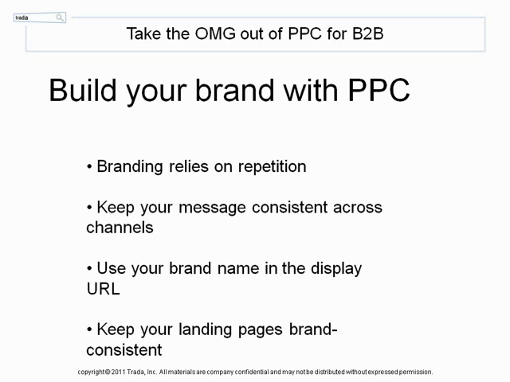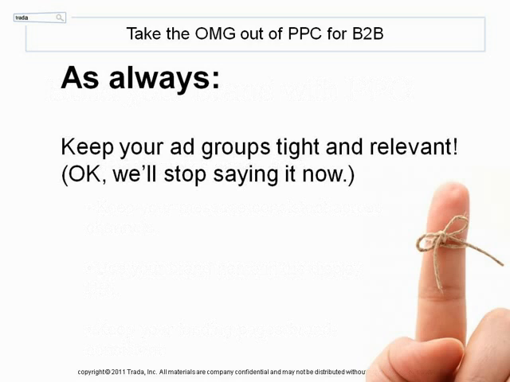You want to use your brand name in the display URL, and make sure you keep your landing pages brand consistent. Echo the language of the text ad. You should be doing this anyway for quality score. And keep the look and feel of the page consistent with your brand. Most importantly, I know we say this all the time, but keep your ad groups tight and focused. Don't chuck all your brand keywords into one ad group. Just make sure that you don't get carried away. Use PPC best practices to drive a small number of thematic keywords to relevant ads, and send clicks to a relevant landing page.